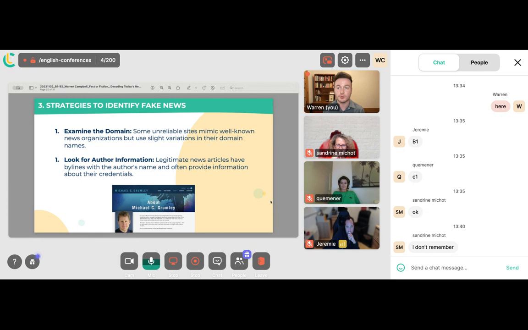Another point that's very important as well, look for the author information. Do you trust the author? Legitimate news articles have bylines with the author's name and can often provide information about their credentials as well.